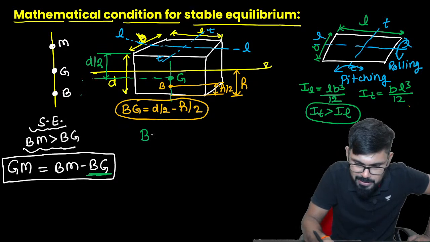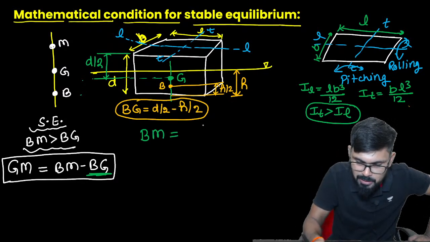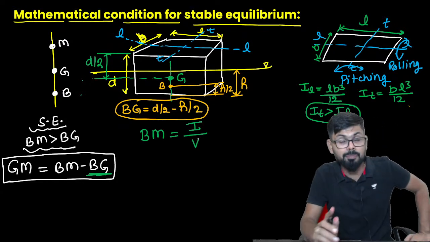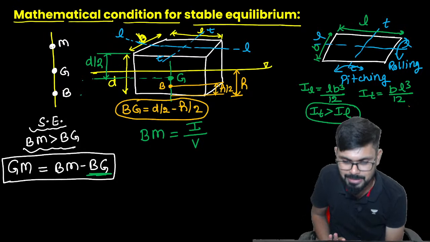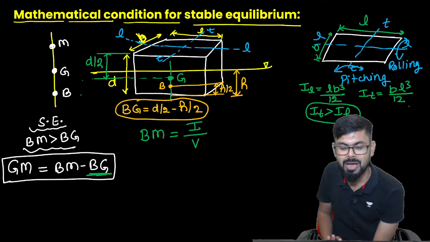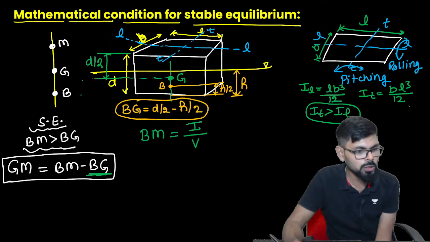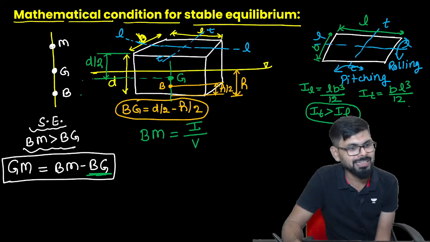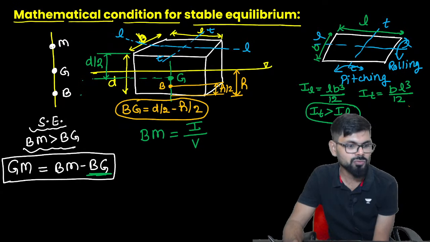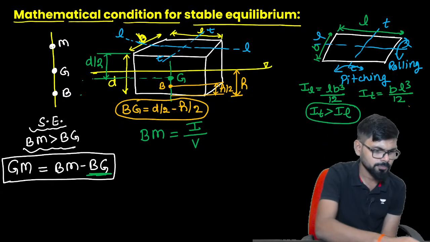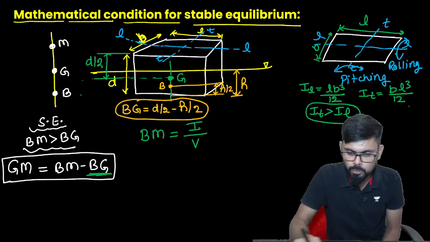So BM is basically I by V. Please listen here carefully. What I am saying is that BM is equal to I by V. I is the moment of inertia and V is what? V is the volume of the fluid displaced. Clear? Volume of the fluid displaced.